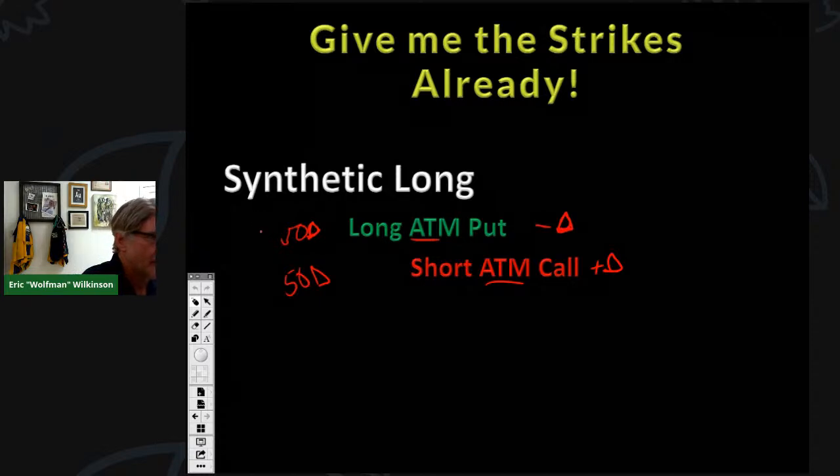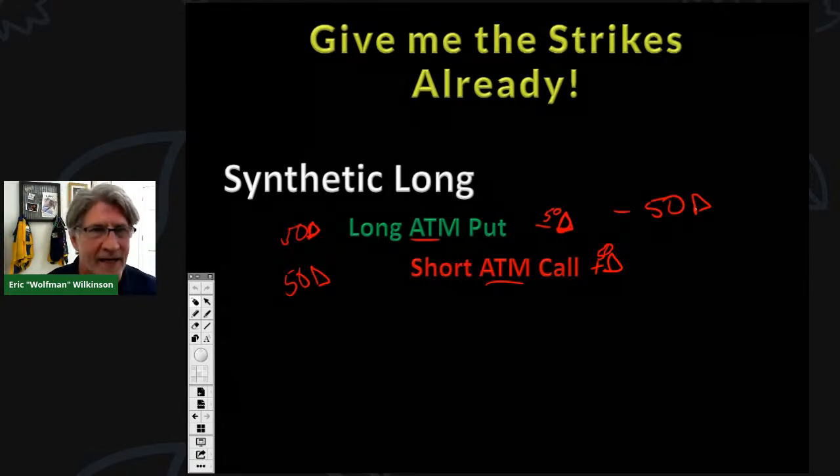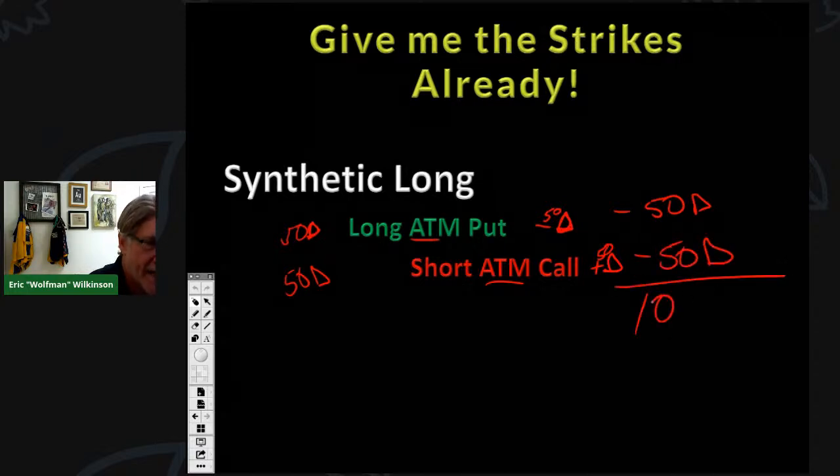So if the puts are, let's say, 50 negative deltas, and this is 50 positive deltas. If I am long an at the money put, I'm buying negative deltas. So that's basically negative 50 deltas, right? Buying 50 negative deltas, and then I'm selling 50 positive deltas. So a negative plus a positive is a negative 50 deltas. That means I add up to 100 negative deltas, right?